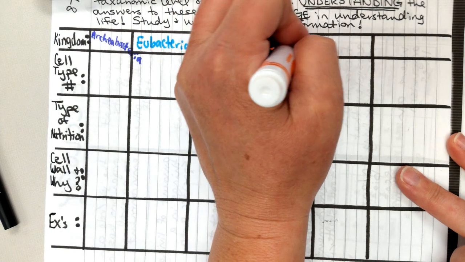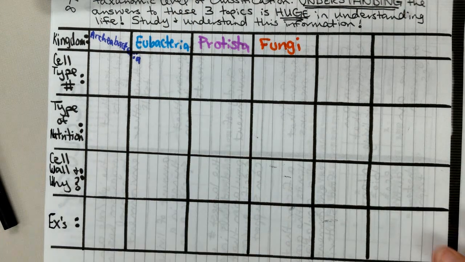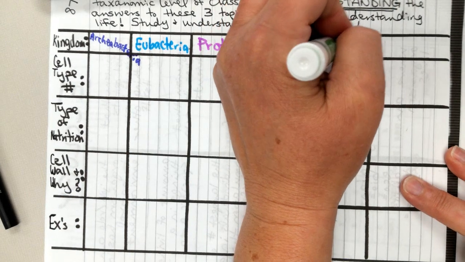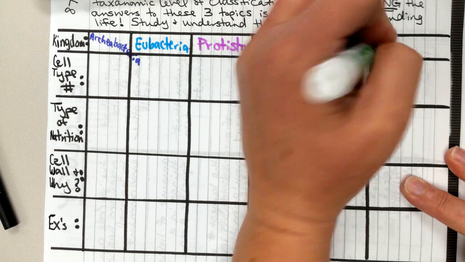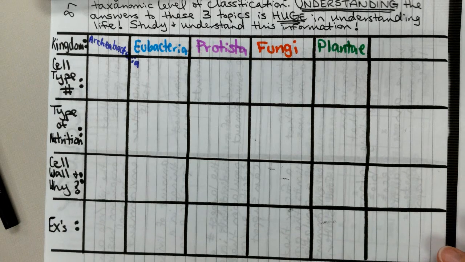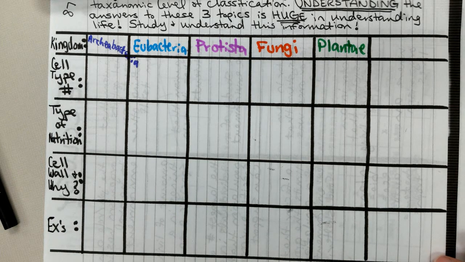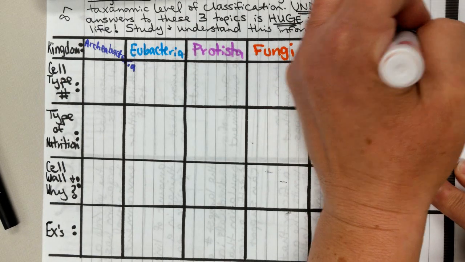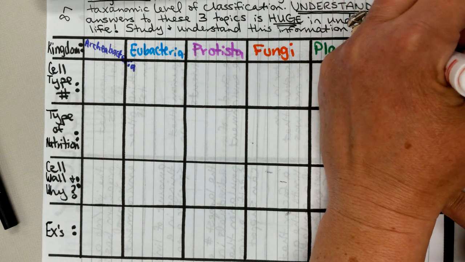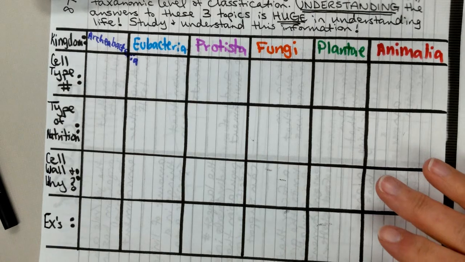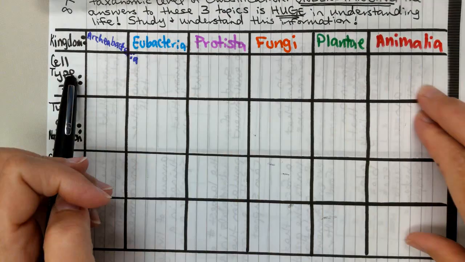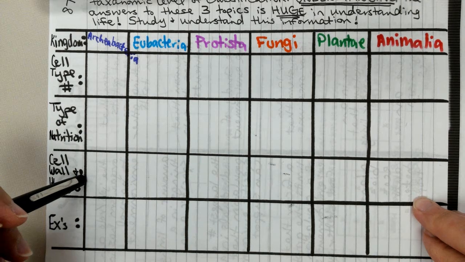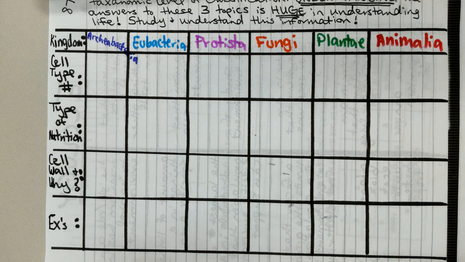Fungi. And then I like to use green for Plantae. And then last and most certainly not least, Animalia. Okay, so we need to understand what type of cells these have. How do they get their nutrition? Do they have a cell wall, and if yes, why? And then examples of them.